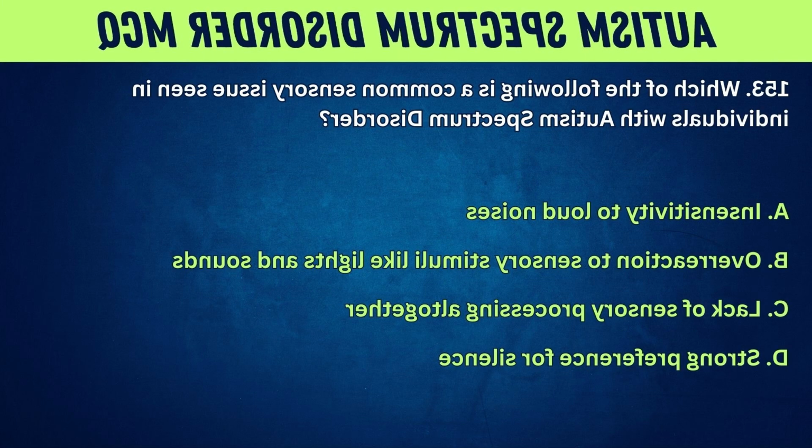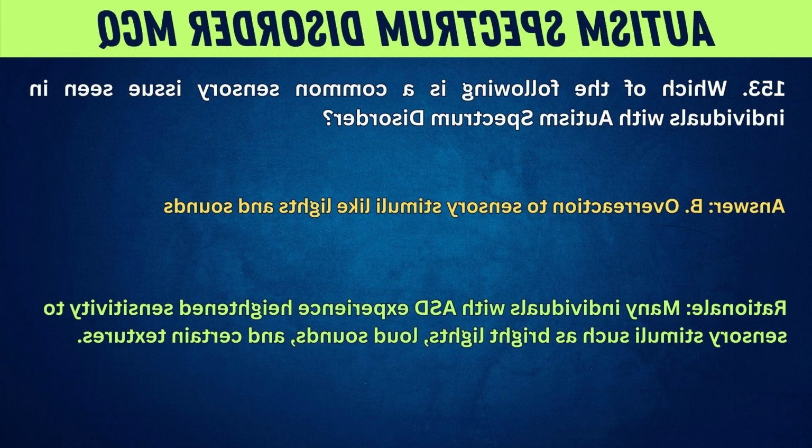153. Which of the following is a common sensory issue seen in individuals with autism spectrum disorder? A. Insensitivity to loud noises. B. Overreaction to sensory stimuli like lights and sounds. C. Lack of sensory processing altogether. D. Strong preference for silence. Answer: B. Overreaction to sensory stimuli like lights and sounds. Rationale: Many individuals with ASD experience heightened sensitivity to sensory stimuli such as bright lights, loud sounds, and certain textures.